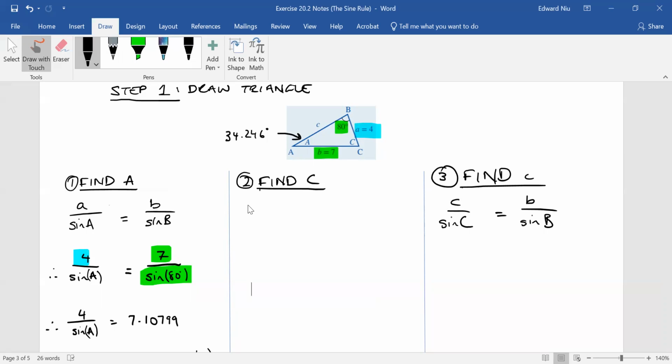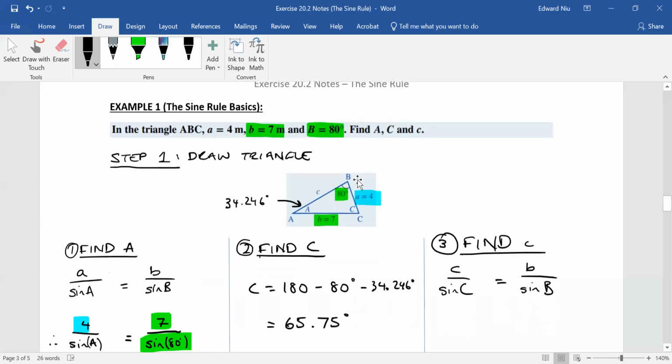Right, so we know the interior angles of a right angle triangle, or any triangle, are going to add up to 180 degrees. So therefore, C is going to be 180, take away 80 degrees, and then take away the 34.246 degrees, which is going to get us 65.75 degrees. Okay, does it say what we're rounding to? No, it doesn't say what we're rounding to.